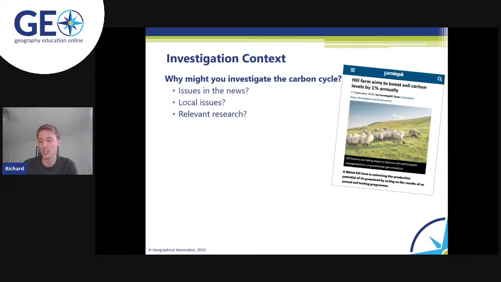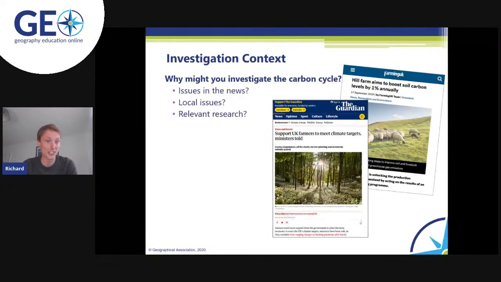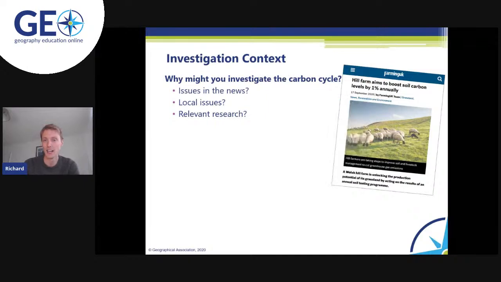You might have issues in the local news or national news which could be investigated. Obviously there is the link to climate change quite prominently in this subject. There's quite a lot of talk in farming at the moment about locking more carbon into farmland and farming in a way which enables more carbon to be captured. So here, an article about a hill farm trying to improve their soil carbon by 1% every year by changing the way they graze their land.